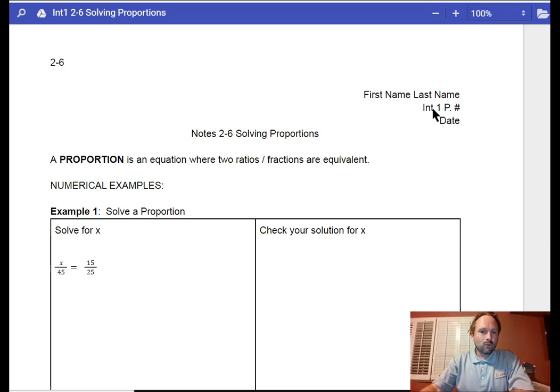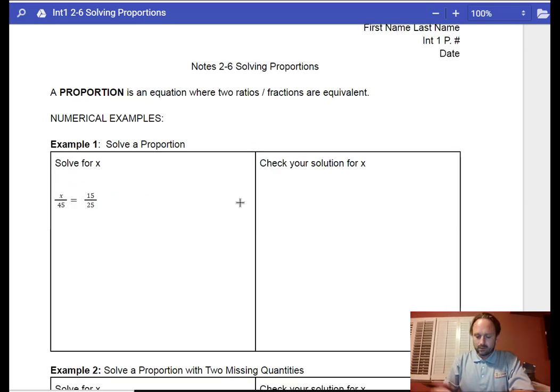So it says solve for x. If I have x over 45 is equal to 15 over 25, what I could do is multiply by 45 on both sides. If I multiply by 45 on both sides, I will get x by itself. So I would get x is equal to 15, and let's break this up.